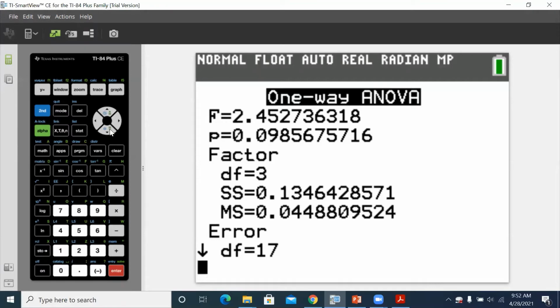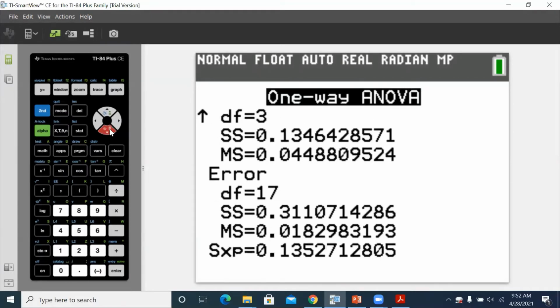Then if you go down, you can see the term error. The error means within groups. MS Excel uses the term within groups. TI-84 uses the term error. Of course, within a specific group, the reason why all the observations are not identical is because of the error. So both terms are scientifically correct. Under error, you can see df equals 17. That's because we had 17 degrees of freedom within groups. Sums of squares and mean squares are also given.